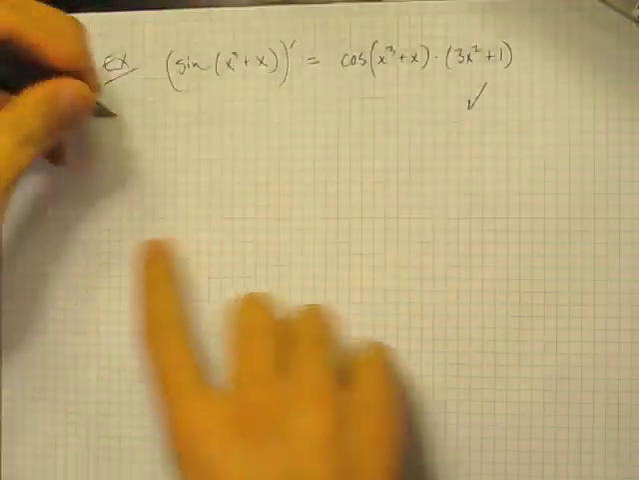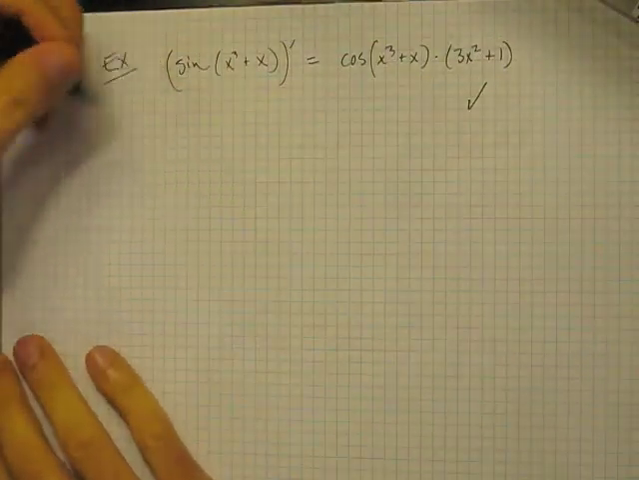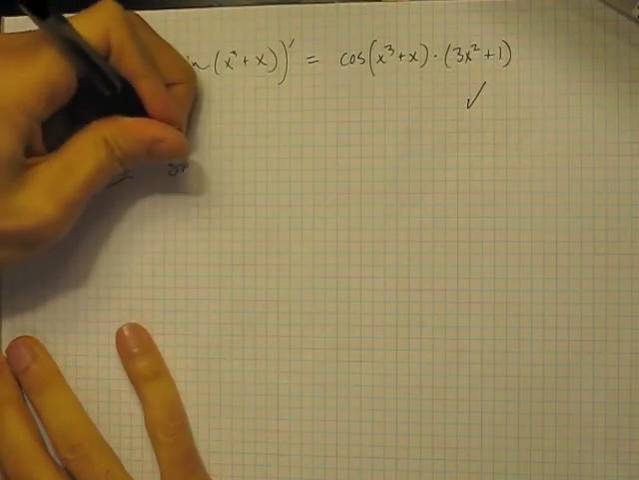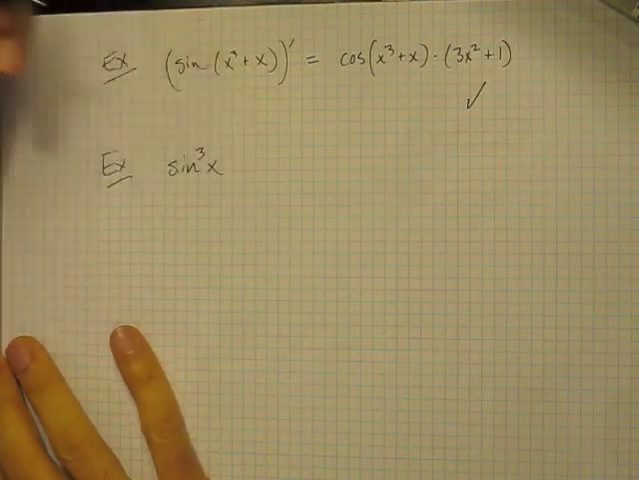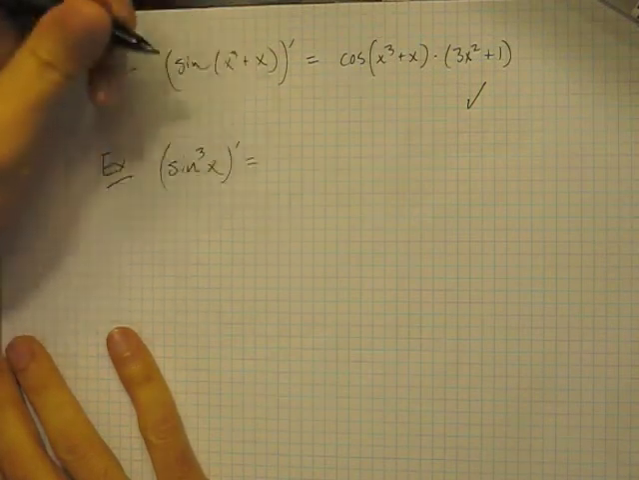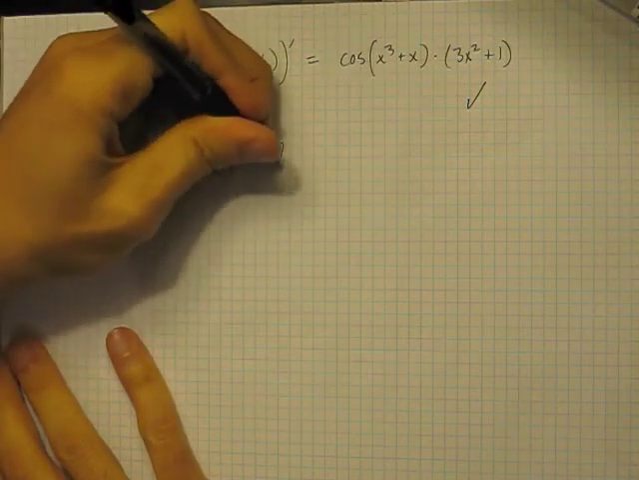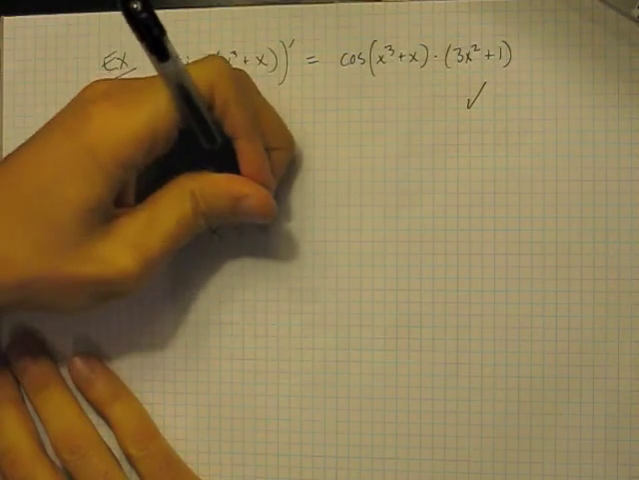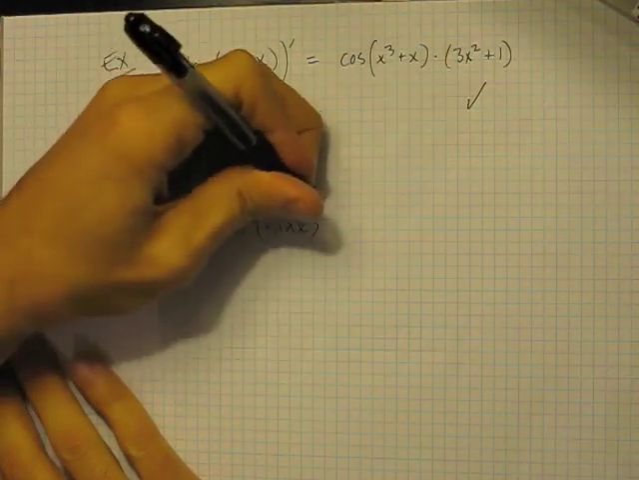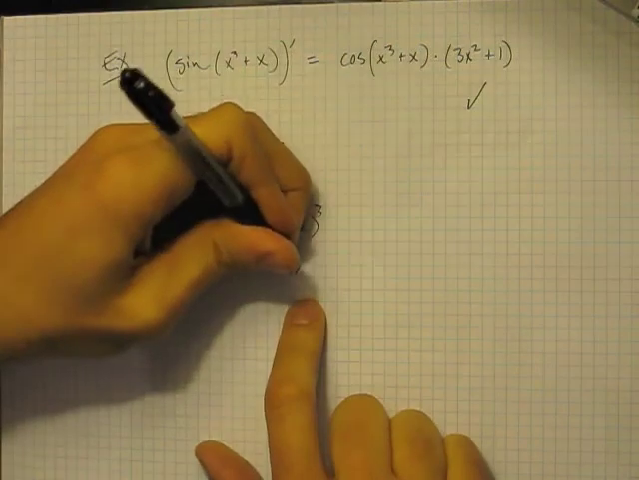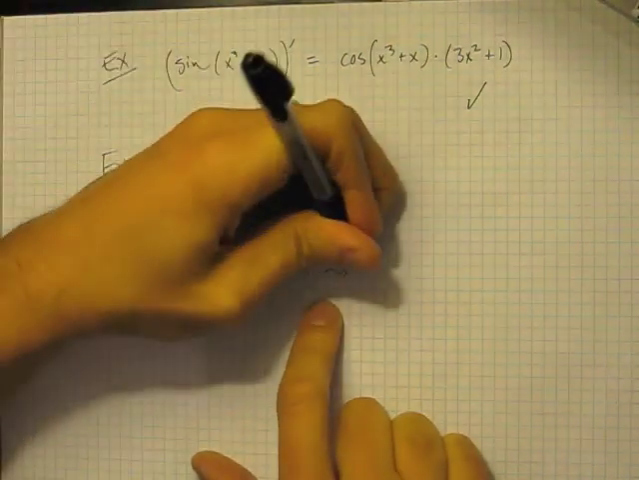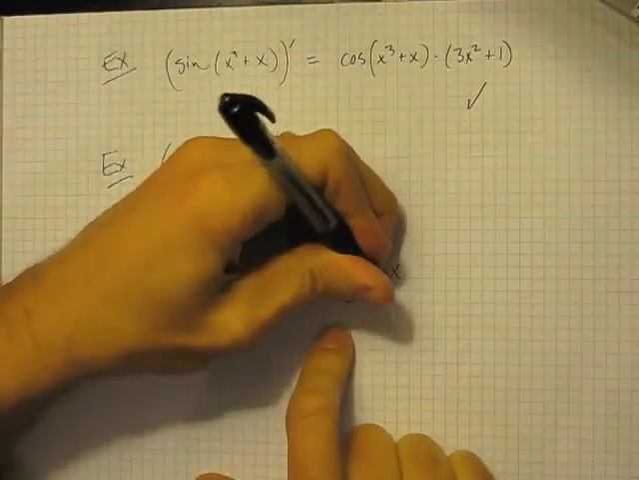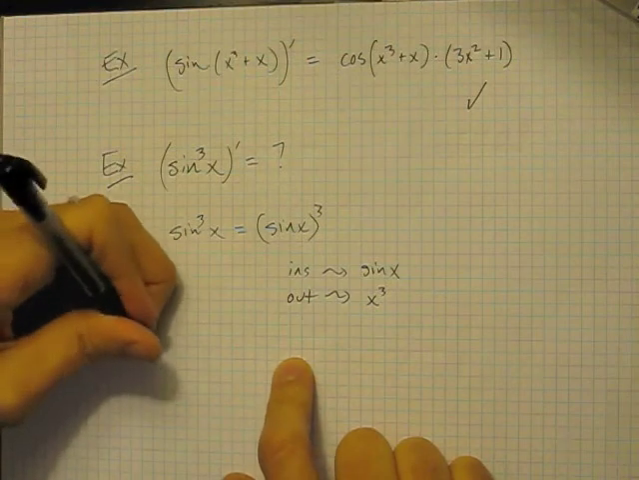This, okay? Should try to get better and better at this. Now let's do one more example. Let's take sine cubed of x, okay? So remember what sine cubed of x means. Sine cubed of x means sine of x multiplied by itself 3 times. So here we have an inside function, which is sine of x, and we have an outside function, which is x cubed.